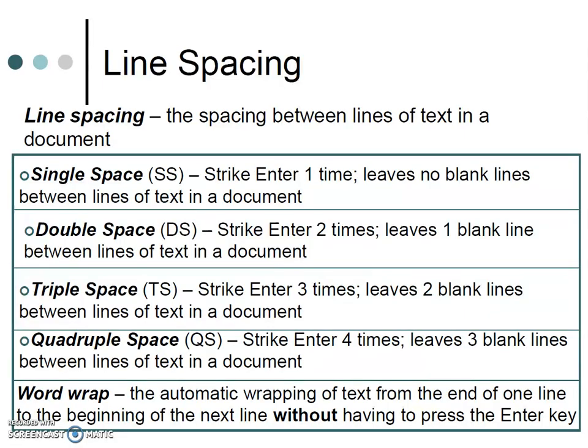You can triple space, okay, hitting enter 3 times, which leaves 2 blank lines between the lines of text. You can quadruple space, which means you enter 4 times, leaving 3 blanks between the text.